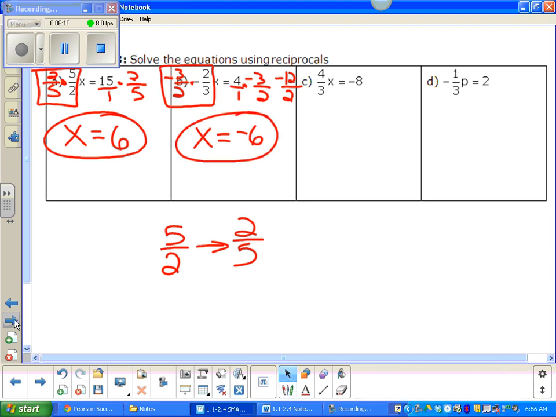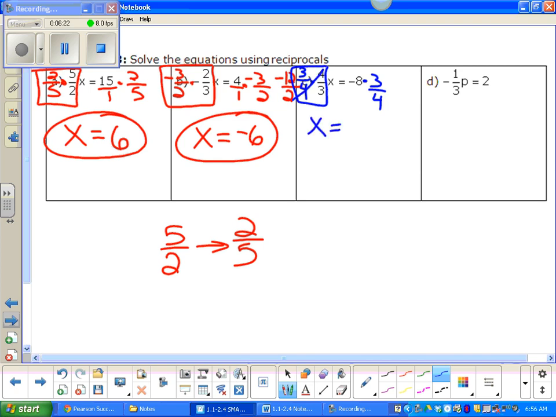For C, I have 4/3, so I'm going to multiply both sides by 3/4. I'm multiplying by the reciprocal. 4/3 times 3/4 cancels to 1, so I'm left with 1x. Over here, I'm going to make the negative 8 into a fraction, and I'm going to multiply across. Negative 8 times 3 is negative 24. 1 times 4 is 4. Negative 24 divided by 4 is negative 6.